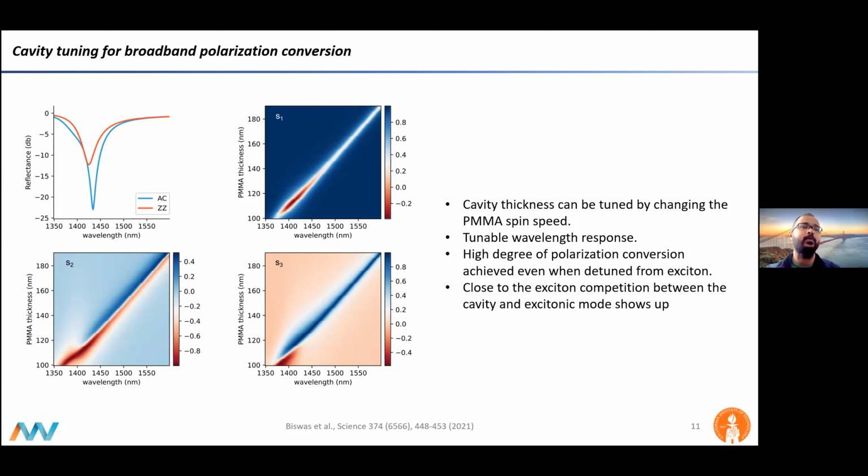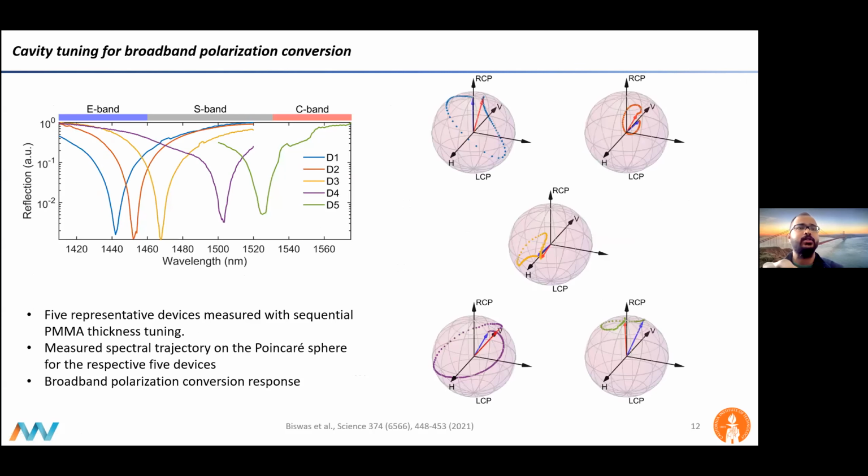Obviously, experimentally, we are limited with fabrication conditions, so we cannot make that nice of a map. So we made a total of 5 representative devices where we spanned PMMA thicknesses, which is our optical spacer. And we saw that we could tune the resonance quite nicely across 100 nanometer bandwidth and get significant polarization conversion as is seen on each of these Poincare spheres as a function of spectrum.